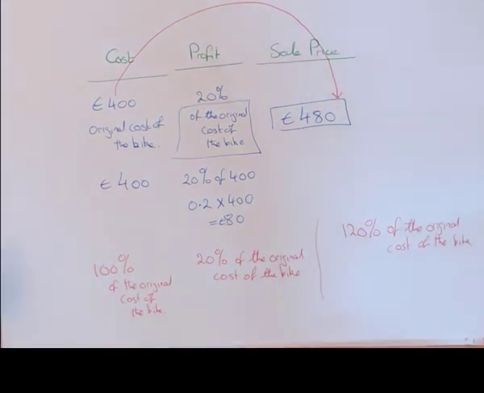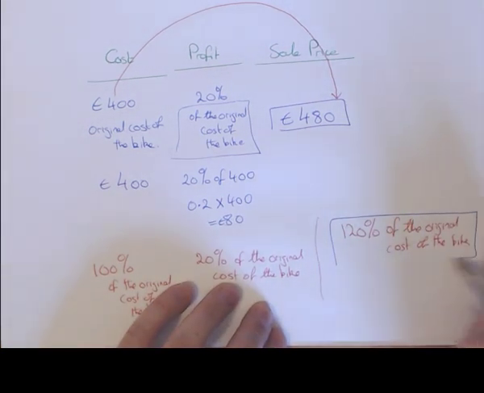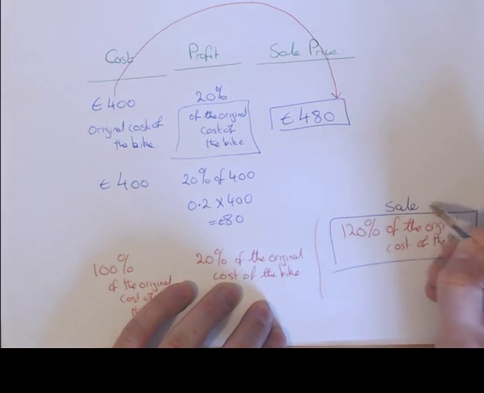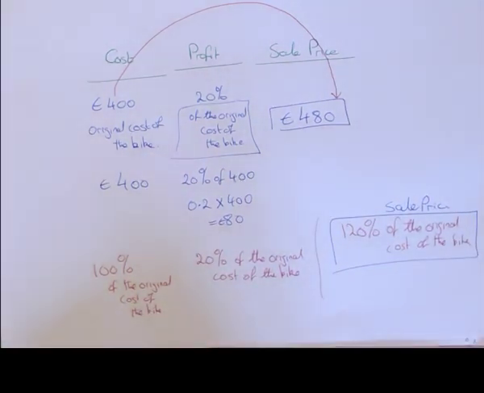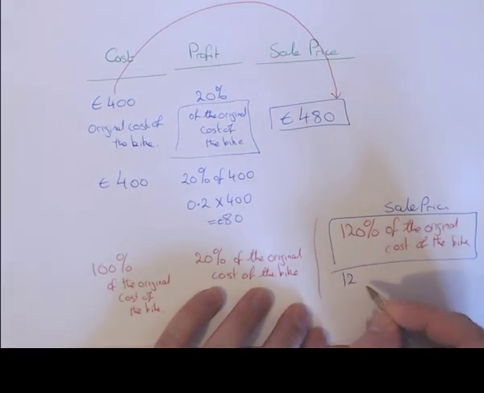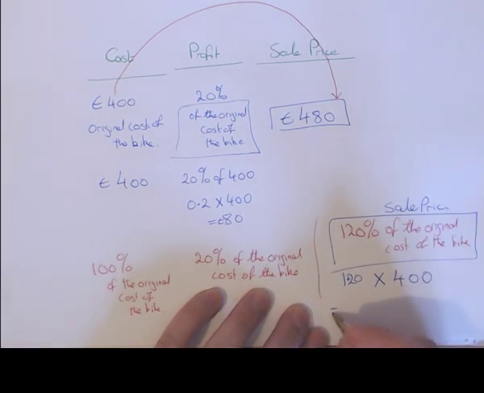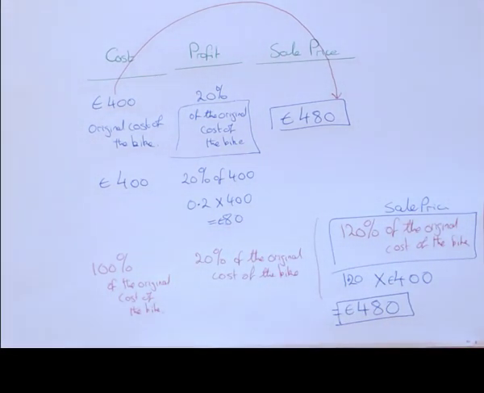Okay, so don't think about percentages in isolation. We don't say 20%, we say 20% of the original cost of the bike. We say 100% of the original cost of the bike, and we say 120% of the original cost of the bike is of course our sale price. And of course we can find that directly because we know 120% is 1.20, and of means times the original cost of the bike, which was €400. We type that into our calculator or calculate it in our heads and we get €480 directly.